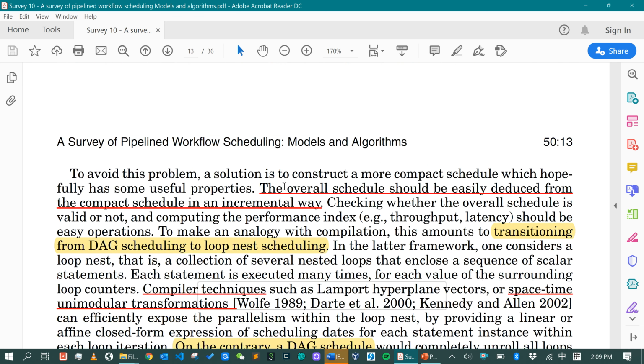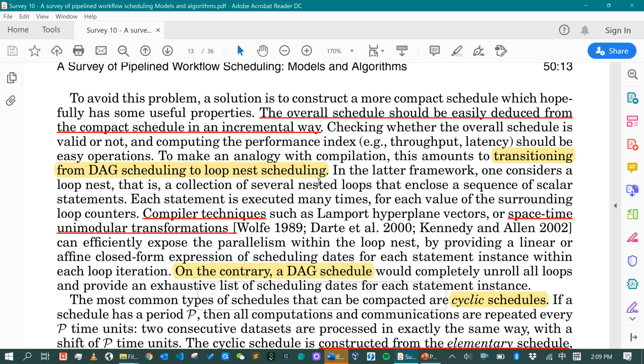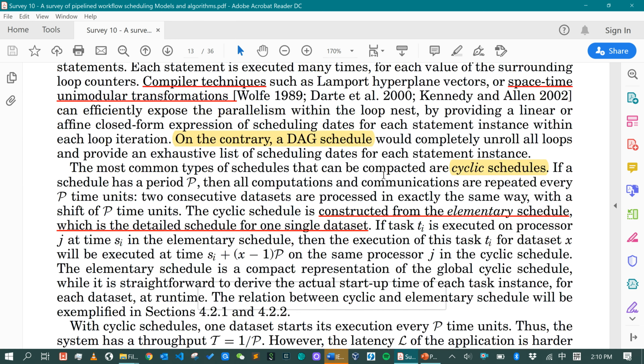So you can see, it's kind of a transition from DAG scheduling to loop nest scheduling. I think the loop nest scheduling mentioned here is about reusing the sub-workflows in an incremental way. It gives some examples, but without further information, I think it does not make sense. Maybe we have to refer back to the original paper to understand how they work.